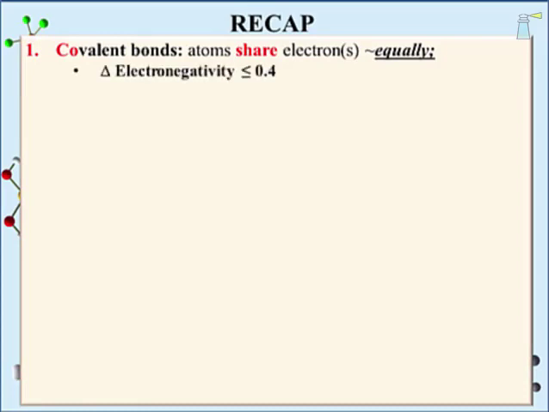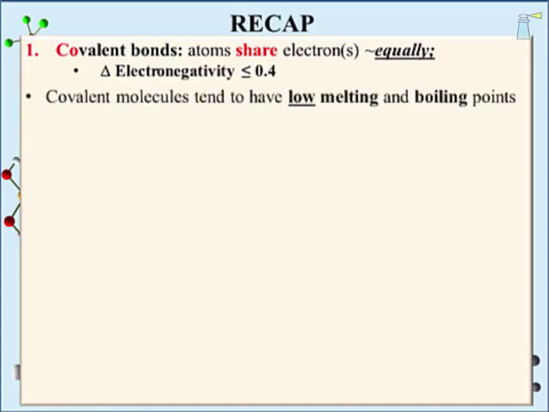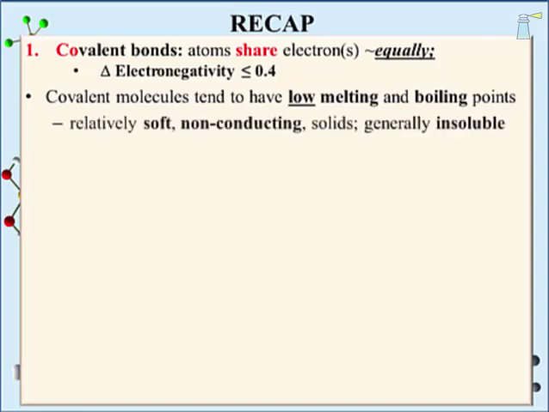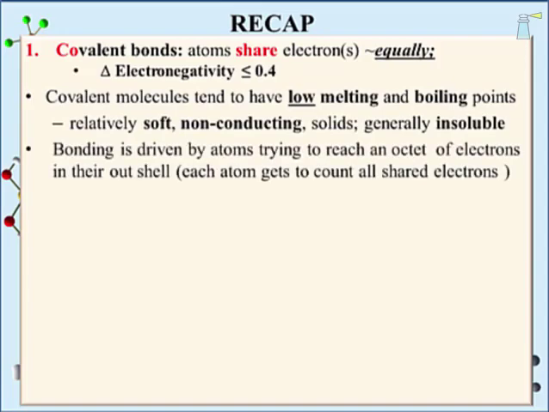These are bonds in which the difference in electronegativity between the atoms is 0.4 or less. Covalent molecules tend to have low melting and boiling points. They are relatively soft, non-conducting solids, and are generally insoluble in water. Covalent bonding is driven by atoms trying to reach an octet of electrons in their outer shell. Importantly, each atom gets to count all shared electrons. Remember that counting is just an accounting scheme.